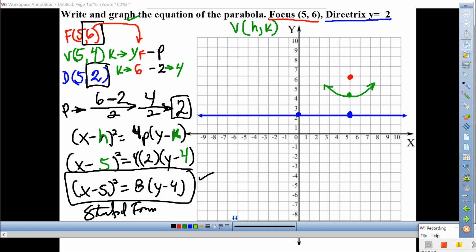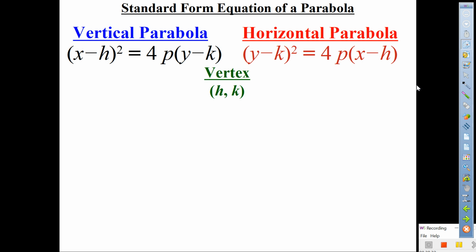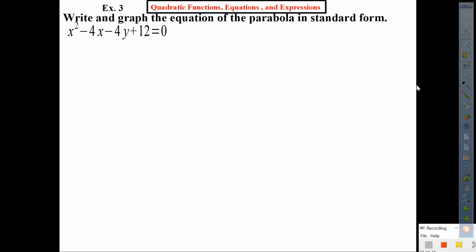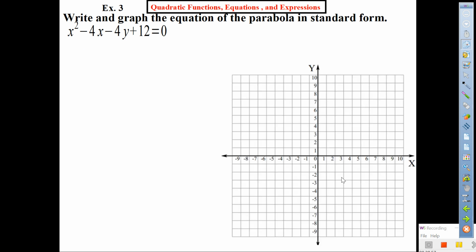Here we go. Example 3. Example 3 says, write and graph the equation of parabola in standard form. Equation given, x squared minus 4x minus 4y plus 12 equal to 0. Copy that. I'll give you some time. Copy and go. So, we're going to do all the work on your Cornell notes, and at the end, we're going to graph it on your coordinate plane, on the little ones in the back. Make sure you label each one independently.